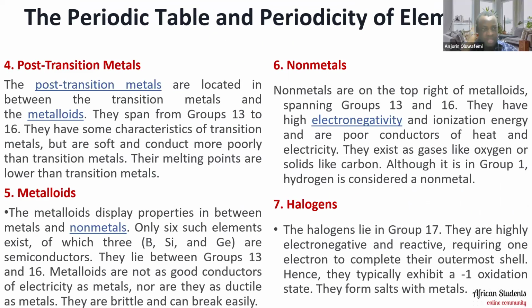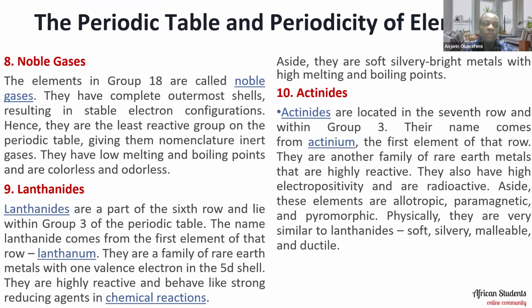Then we looked at the post-transition metals. We described what the post-transition metals are. We looked at the metalloids and then the non-metals, and then considered the halogen family. We explained what they are and their characteristics. Also looked at the noble gases, the group that has the inert elements, very unreactive. They are okay the way they are.